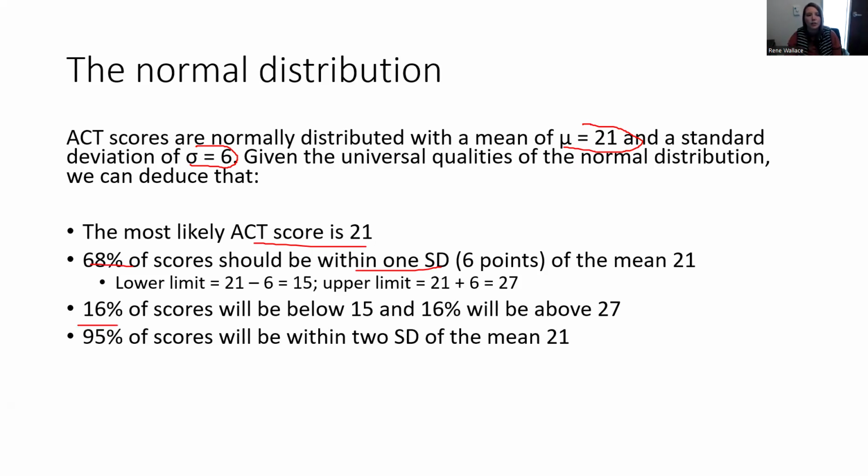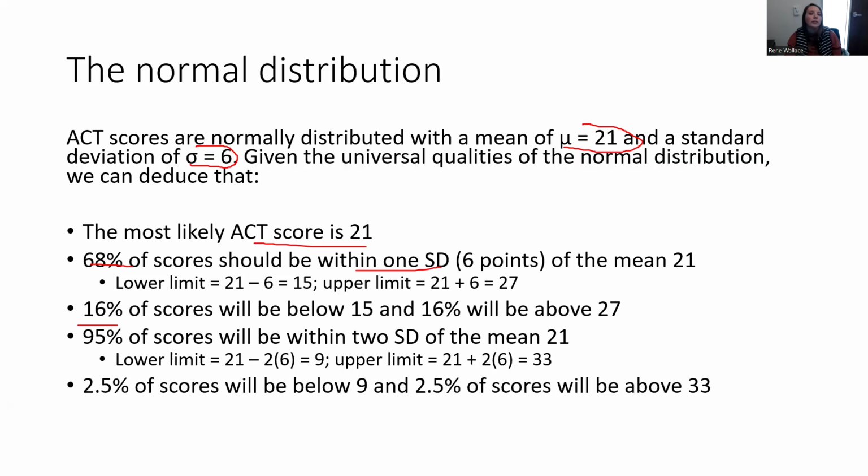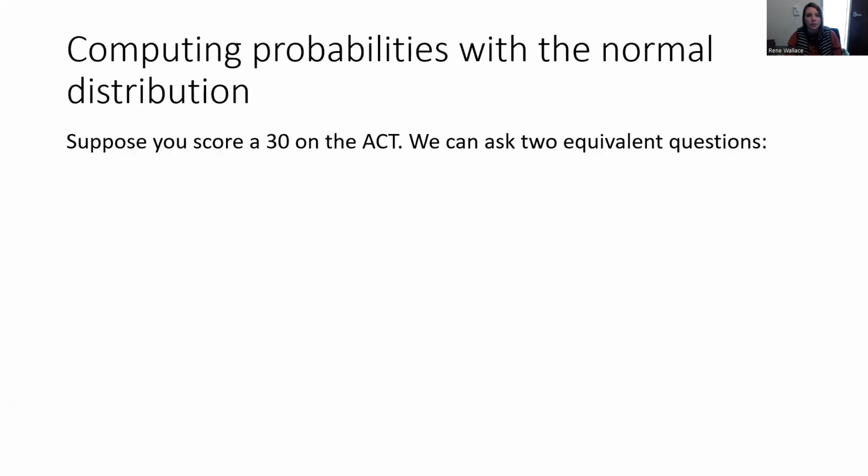And then our third, three standard deviations away. 95% of the scores would be within 2 standard deviations of the mean. So our lower limit would be 21 minus 2 times 6 equals 9, with our upper limit of 21 plus 2 times 6 equals 33. Then lastly, we would know that 2.5% of the scores would be below 9 and 2.5% of the scores would be above 33, right? So we're just taking each limit here: 1 standard deviation here, 2 standard deviations here, and now we're looking at the third.